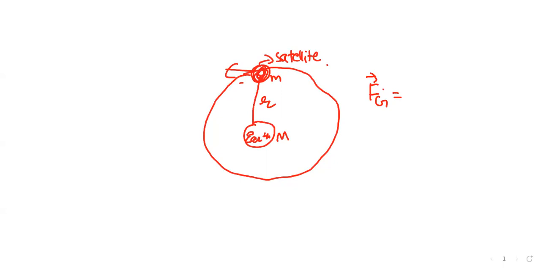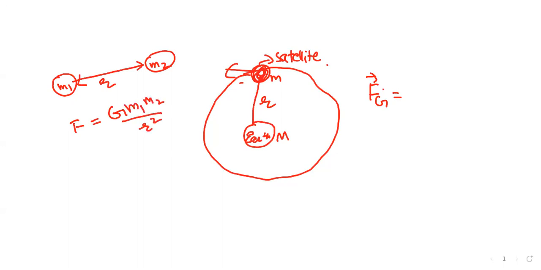Yeah, it's something like this. If there are two masses, let's say m1 and m2, and both are separated by a distance of r, then the force of attraction between these two objects is given by F equals G times m1 m2 upon r square. Okay. So is this clear? Yes, it is.